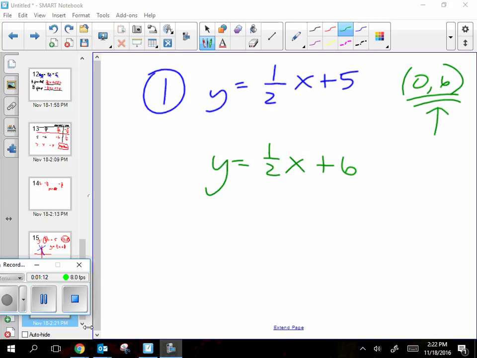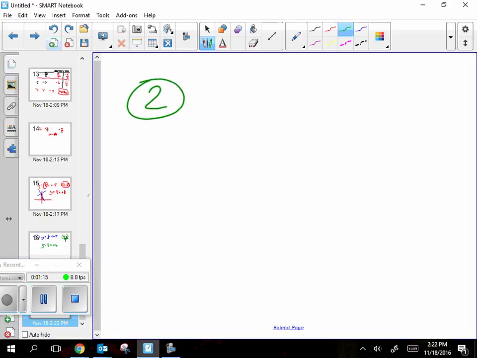That's number 1. Let's go to number 2. Just make sure you really understood that. On number 2, it says y equals negative 4x plus 2. And then it gives me the point of 0, negative 3.